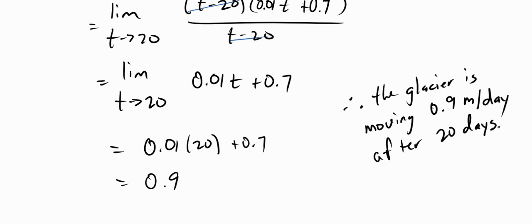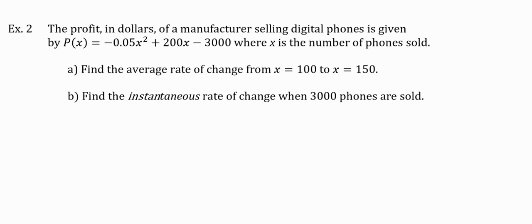If it was even a second more than that, my answer would be slightly different. If it's changing speeds, it's accelerating or decelerating or something like that, at any other time, it'll be slightly different. But at exactly 20 days from whenever this process started, 0.9 meters per second. Any questions about that? All right, one more.